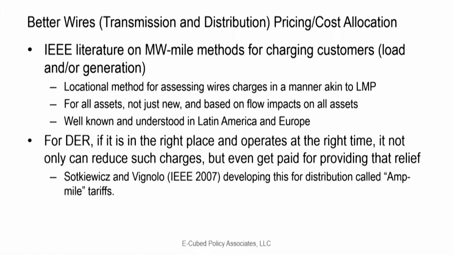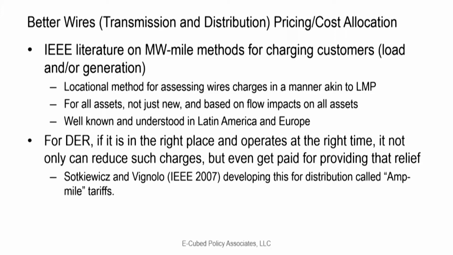And what I'm going to do is hearken back to an old IEEE literature known as megawatt mile methods that goes back to the 1980s for charging customers. And when I say transmission customers, this could be load or generation. And I think realistically we have to look at both at the distribution level. But it's really a locational method for assessing wires charges.